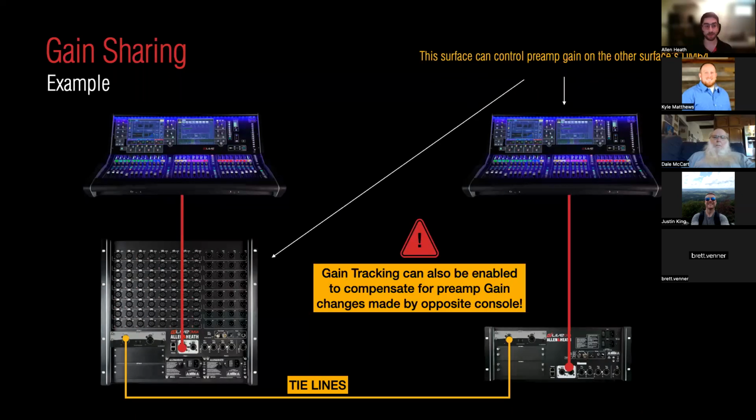And it's important to note that gain tracking and gain sharing are not mutually exclusive. You would still use gain tracking under these circumstances. So you have gain sharing between the systems, and you can also turn on gain tracking so that if this surface makes an adjustment to one of these socket preamp gains, the trim compensates on this other surface to make sure that the mix is not affected.